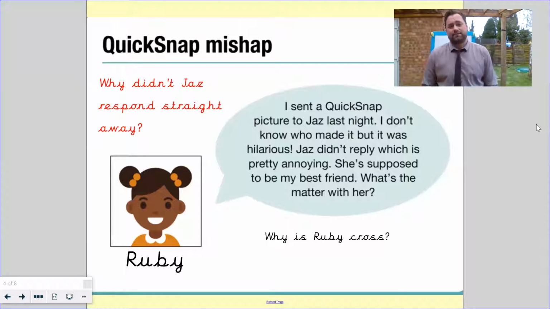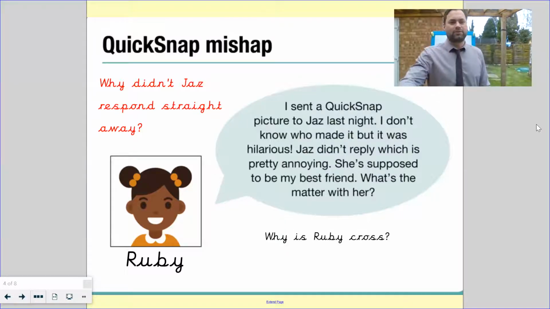There could be several reasons. Maybe Jazz's phone was out of battery. Maybe Jazz was busy doing her homework. Maybe Jazz has rules where at a certain time she's not allowed to use electronic devices at home. Right? Maybe Jazz didn't respond straight away because maybe she was in bed asleep, or maybe she was having dinner. Okay, we don't know what time this was exactly sent, but there are all valid reasons as to why she didn't respond straight away.